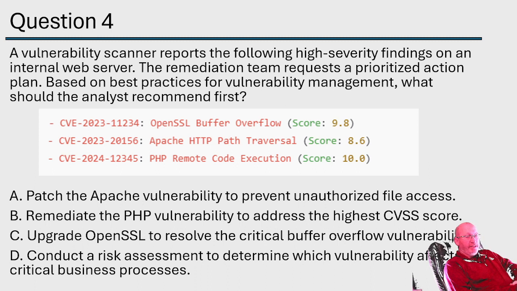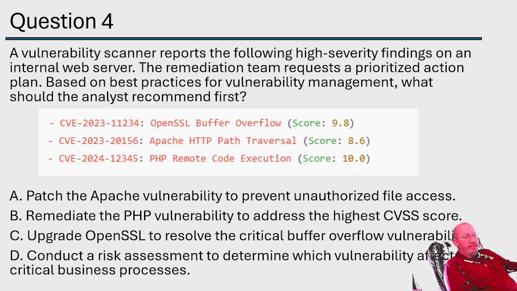B, remediate the PHP vulnerability to address the highest CVSS score. First off, just because it says it's the highest doesn't mean it is. Always double check. PHP is at a highest score of 10.0. I like that answer. I do. C, upgrade OpenSSL to resolve the critical buffer overflow vulnerability at 9.8. Ooh, another high one, but if we're looking at scores alone, then 10 would be better. So B would be the better one.